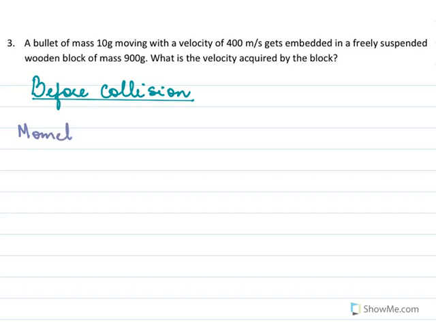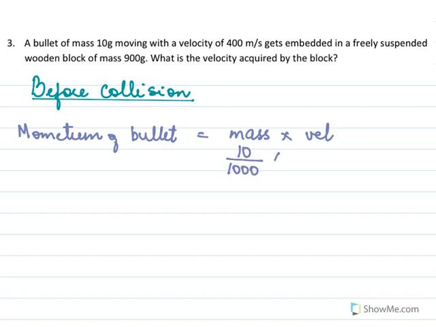We calculate the momentum of the bullet. The bullet is moving, so it has a mass into its initial velocity. Now we see the mass is 10 grams, so it will be 10 over 1000, and its velocity is given as 400. So this will be the momentum of the bullet before collision. So we cancel these out, which is 4 kg meter per second. And this bullet is now hitting a wooden block.